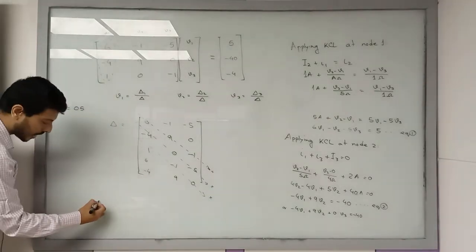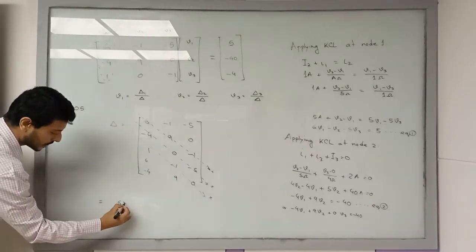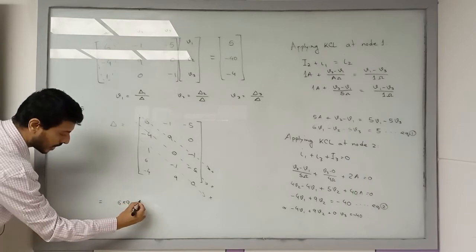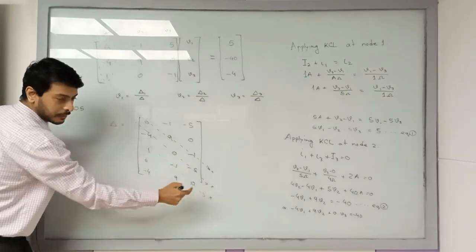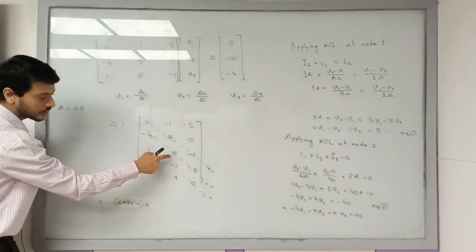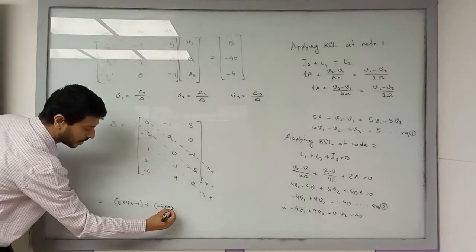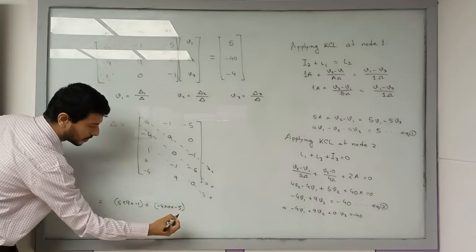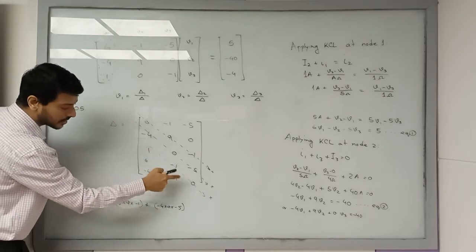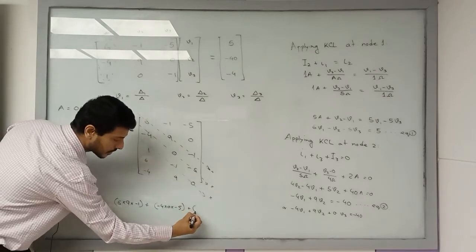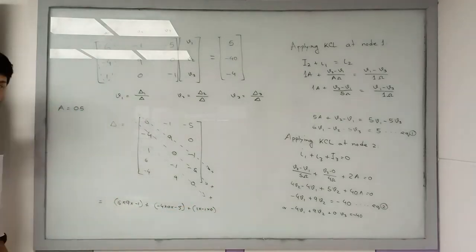Okay? Now, you write it over here. So, 6 into 9 into minus 1. Plus, the second diagonal should be plus. So minus 4 into 0 into 5 becomes 0. And the third one, 1 into minus 1 into 0. This becomes also 0. Okay?